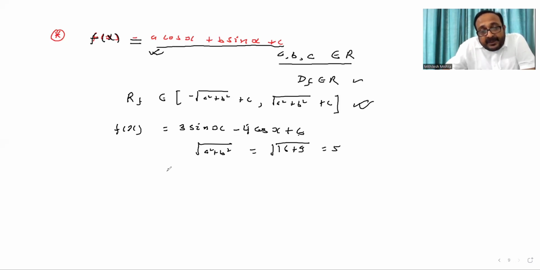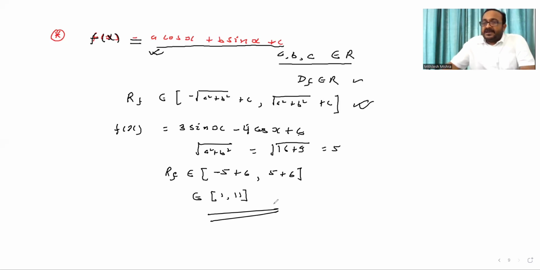So the range will be, put here the value of under root a square plus b square and c. So minus 5 plus 6 to 5 plus 6. That means 1 to 11. Right? Is it clear?